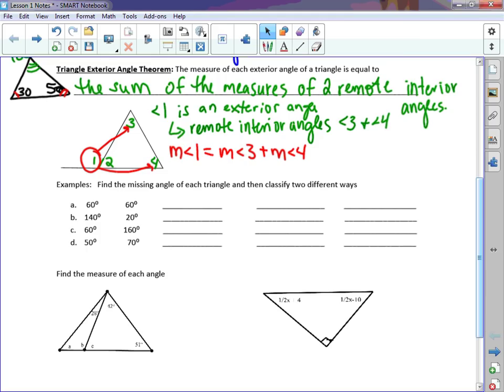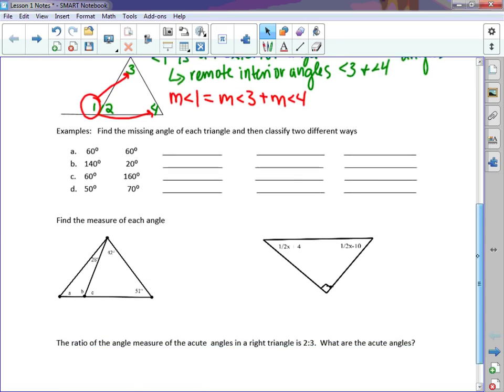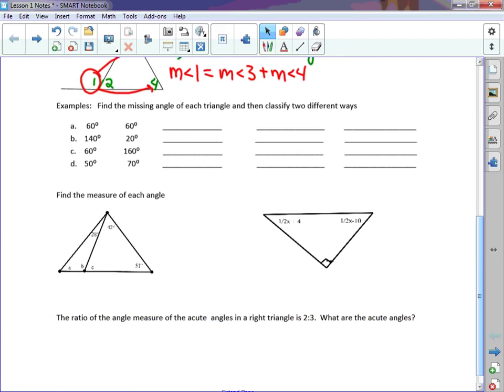Any questions on what we have learned so far? All right. So next, we just have some practice problems dealing with this. This first one says find the missing angle of each triangle and then classify it 2 different ways. When it says classify 2 different ways, we mean classify it based upon its angles and classify it based upon its sides. Remember, we want to get as precise as we can.